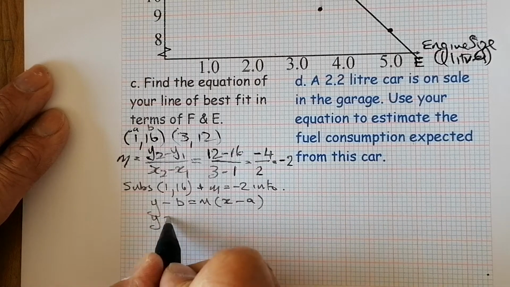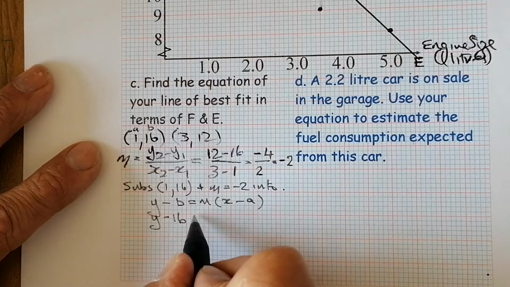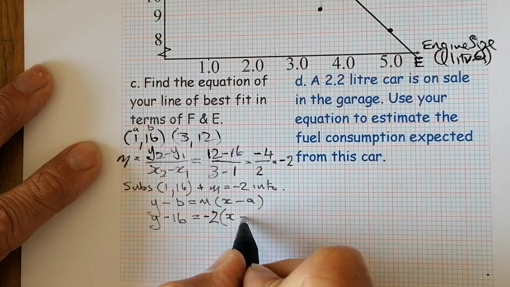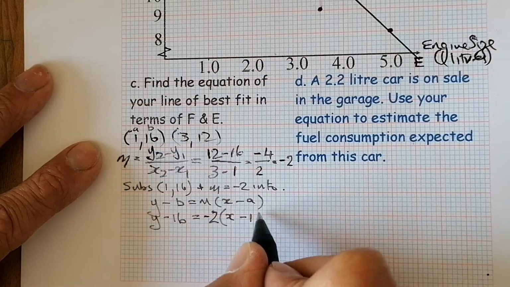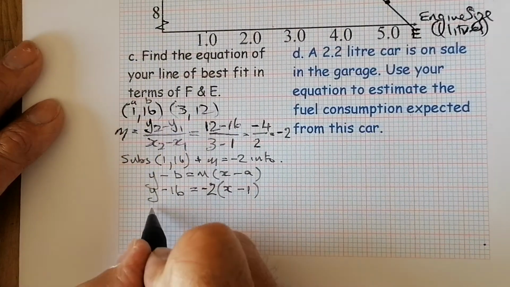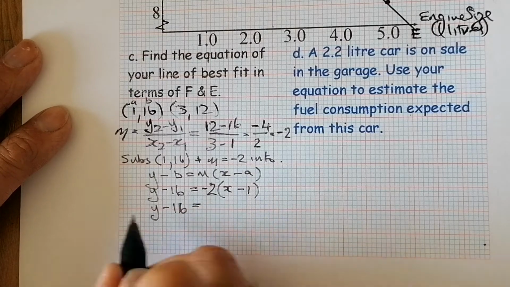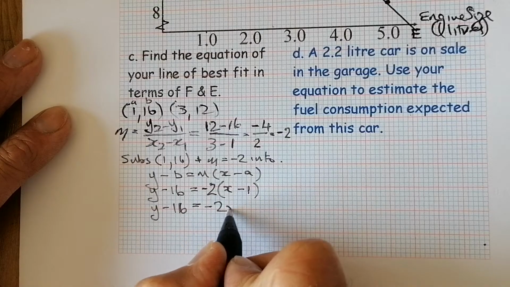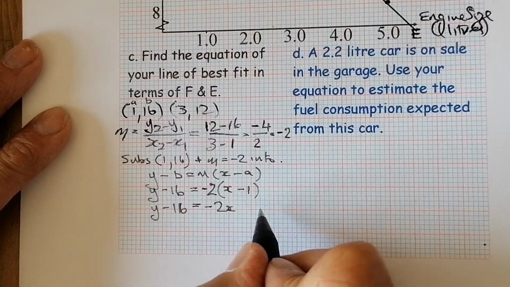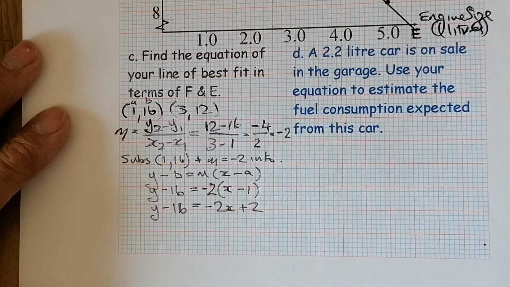So I'm going to have y minus, and we're going to take away the 16, because that's what the b value is. My gradient's negative 2, x minus the a value, which is 1. So I've got some nice easy numbers to work with there. So here I've got y minus 16, multiply the bracket out on the right hand side, negative 2 times negative 1, two negatives multiplied together will give me a positive 2.